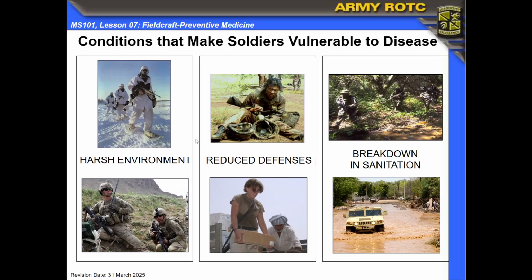So you as a commander need to be aware of those things. Being physically fit helps keep your immune system up. And the opposite, if you're out of shape, lower immune system. Sanitation, right?